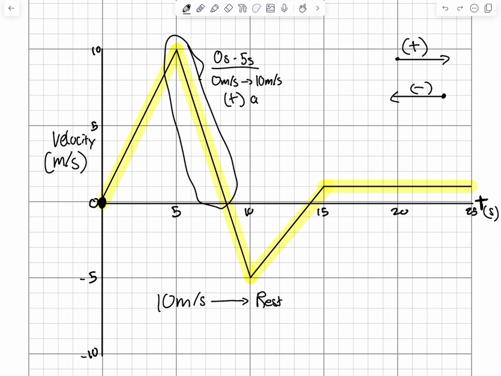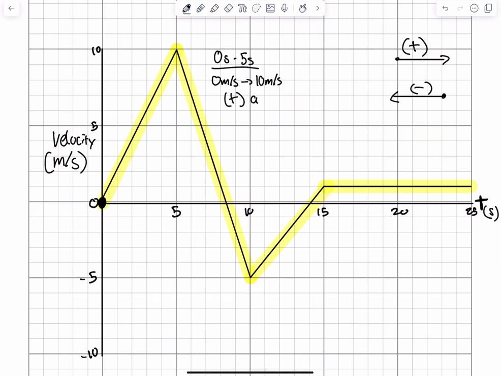Because think about this. We're starting at 0, and eventually we get to -5 meters per second. Across that interval, this object is going to have to speed up. Otherwise, how is it going to get to the velocity of -5? So throughout this section, we start at 0, and then we start going left and speeding up in the left direction.